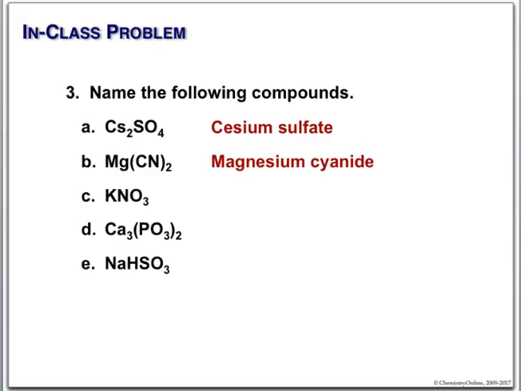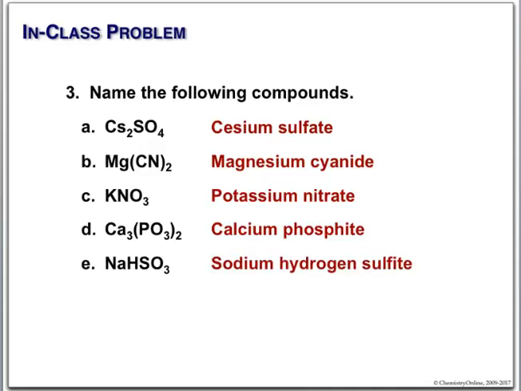Potassium, what's NO3? It's the parent for the nitrogen compounds. It is nitrate. Calcium. Now, if phosphate is PO4, what's PO3? Phosphite. And finally, here we have 3 words. The first one is sodium, the second one is hydrogen. And what's SO3? Sulfate is SO4, so SO3 is sulfite. 3 words.